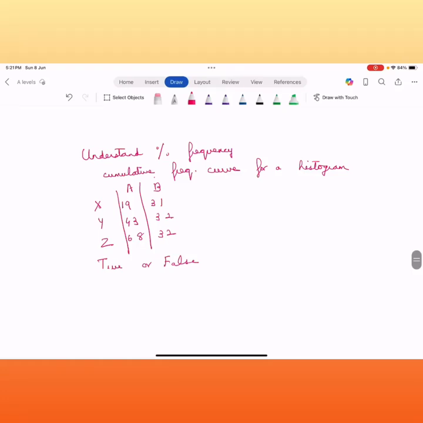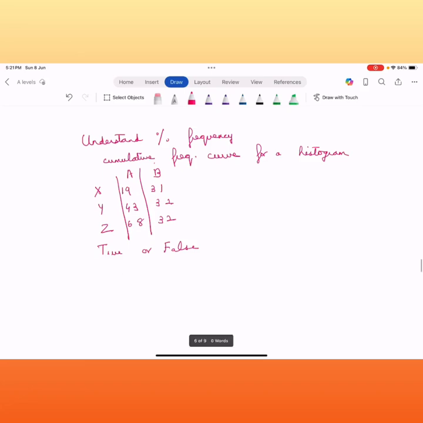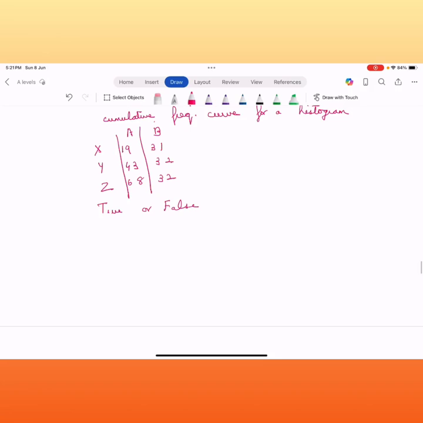We are going to be dealing with problems on understanding percentage frequency and also briefly learn how to construct the cumulative frequency curve for a histogram. So we have this table with columns X, Y, Z and A, B, where we have the number of candidates in X who prefer A and the number of candidates in X who prefer B. Likewise, you have it for Y and Z as well.